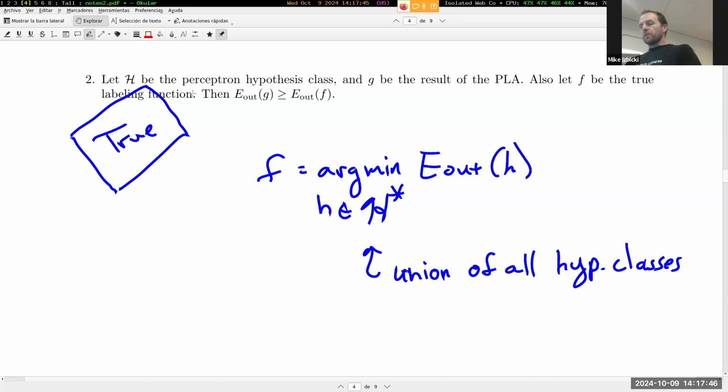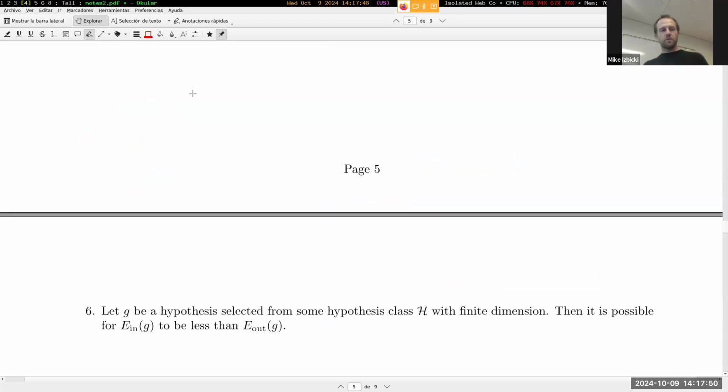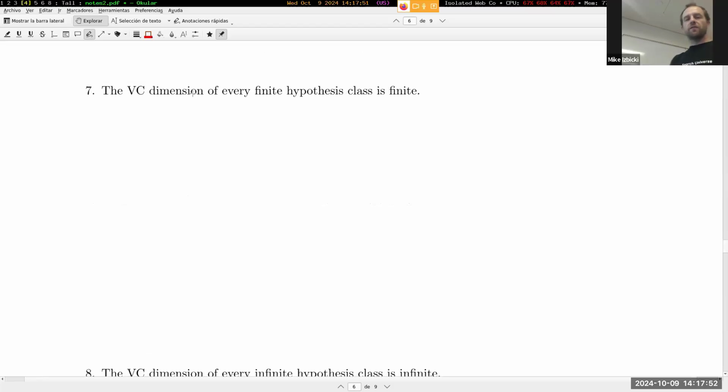Let's jump over next to problem number 7. This is the first really interesting one of these problems, and that's that the VC dimension of every hypothesis class is finite. So this is not something that we've directly talked about yet, but we have talked about all the ingredients to be able to solve this problem. The answer here turns out, in fact, to be true, and we will solve this by showing what the actual VC dimension is.